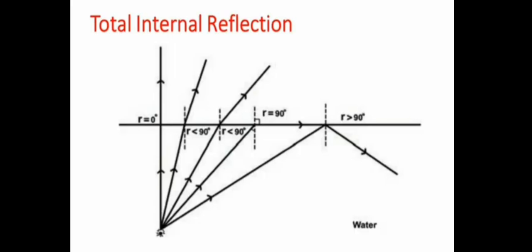At this angle, the refracted ray grazes the surface of separation between two medium. When the angle of incidence exceeds the value of critical angle, the refracted ray is not possible since r is greater than 90 degree. The ray is totally reflected back to the same medium. This is called total internal reflection.